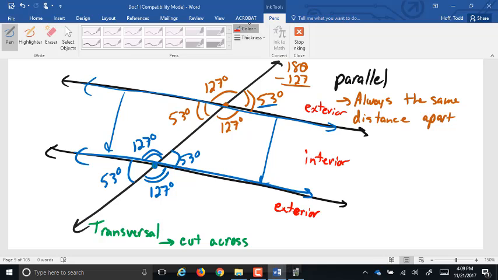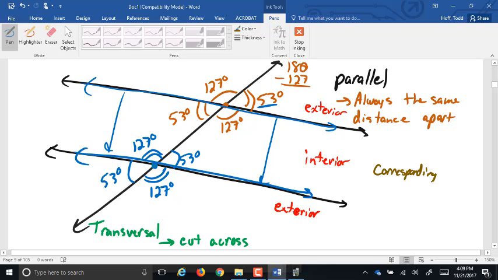So if I said corresponding interior angles, corresponding means the same side of the transversal. Interior means between the parallel lines. So this pair could be corresponding, those two, corresponding interior. Of course, we got another pair over here that could be corresponding interior as well. What do we notice is the relationship between those two angles? They add up to 180. They're supplementary.